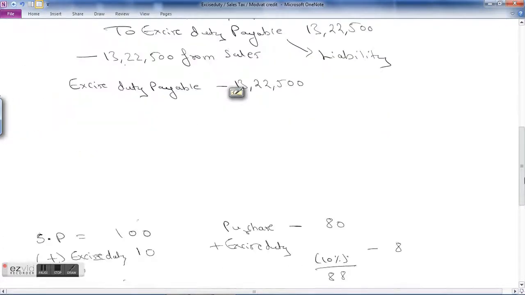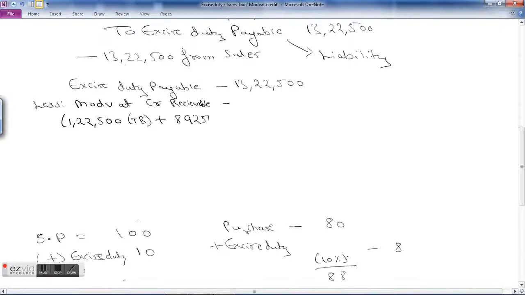So your MODVAT credit receivable. Okay, so how much it is? 1,22,500, which was there in trial balance, and plus 8,92,500, this was there in your adjustments. Okay, so total amount comes to 10,15,000.